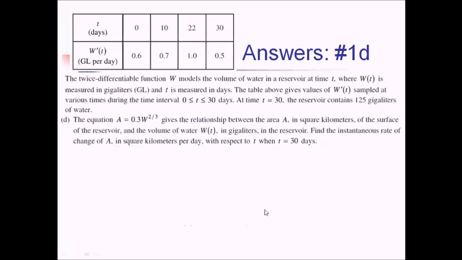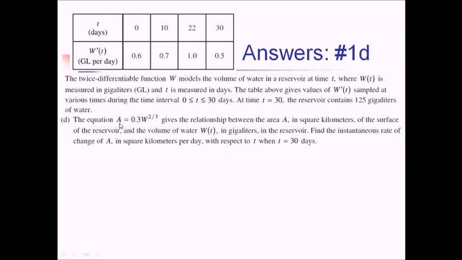For this last part of the problem, they're giving us the equation A equals 0.3W to the 2/3, which is a relationship between the surface area of the water, which is A, and the volume of the water that they already gave us, which is W. So we want to find the instantaneous rate of change of A with respect to t at 30 days. Well, if I want the IROC for A, I'm going to need a derivative. The catch on this is that A and W are both functions of time, and they wanted the rate of change with respect to time, with respect to t. So we can't just take the derivative here in terms of W. We're going to have to use related rates and differentiate all of this with a dt tail here.